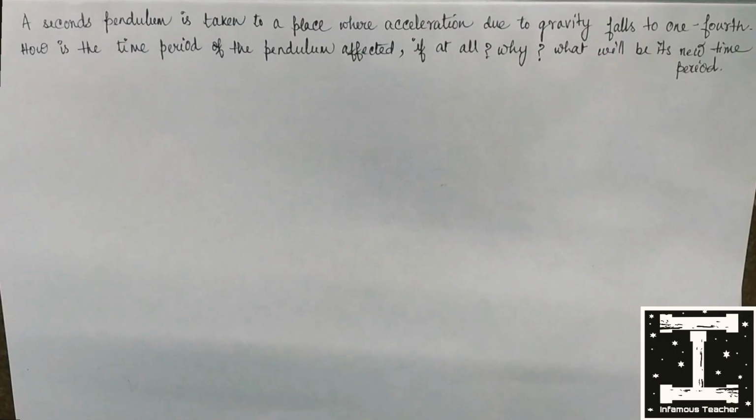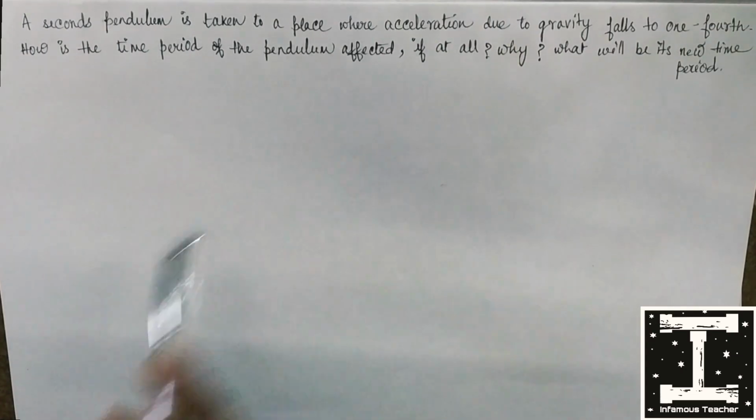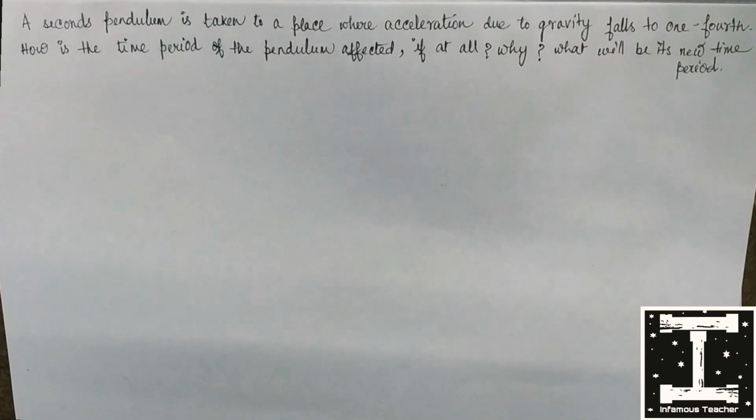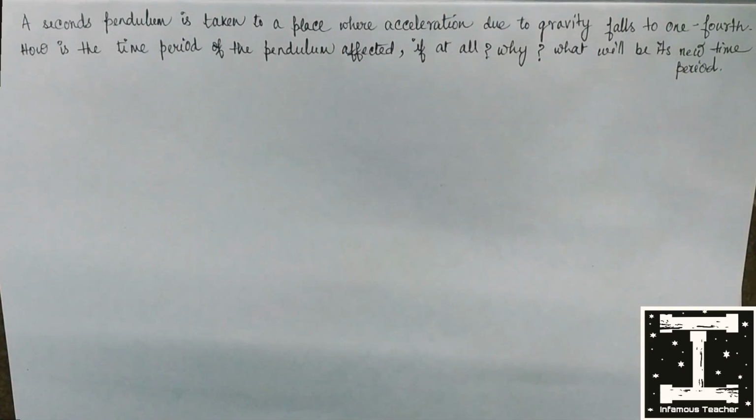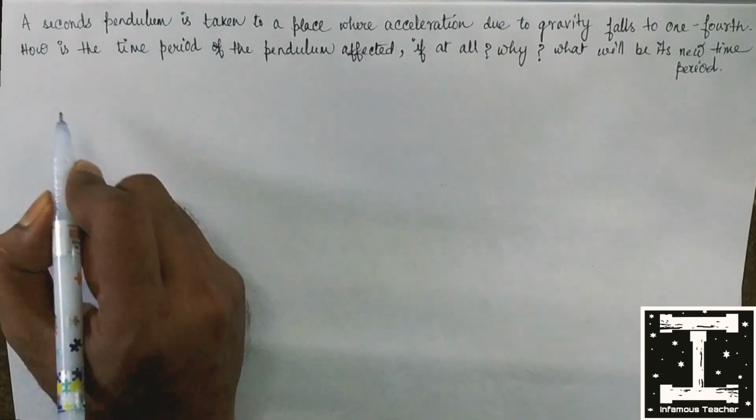Hello guys, today we are going to solve a question of physics from the chapter time period of simple pendulum. All of you see the question. In the question it is stated: what will happen to the time period if the acceleration due to gravity falls to 1/4? Now before I start explaining the process, let me first write the answer.